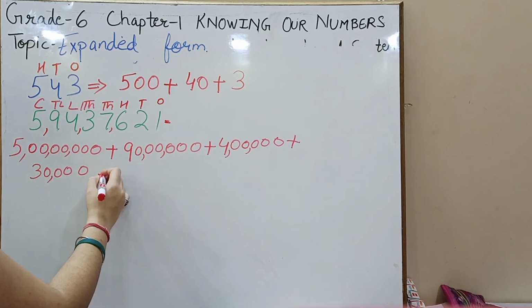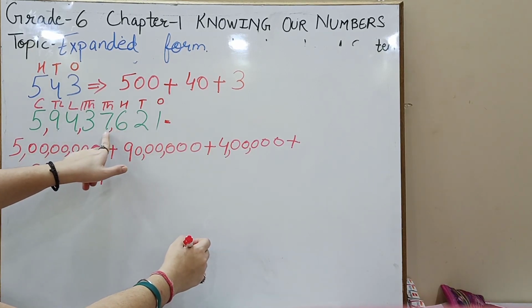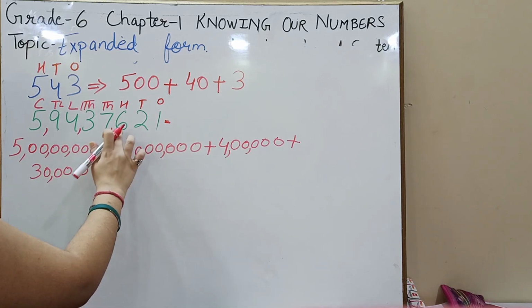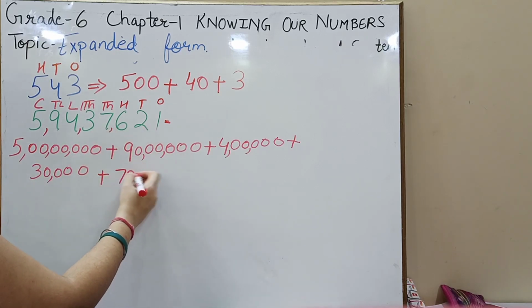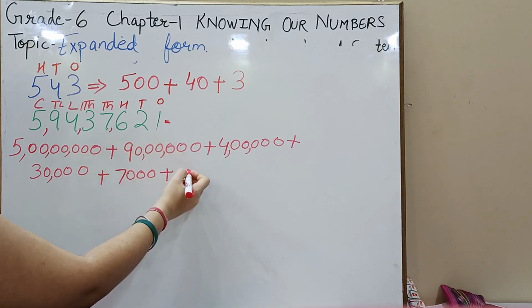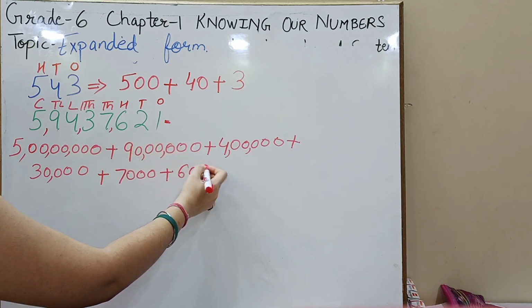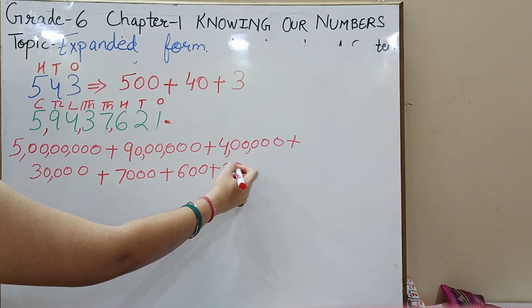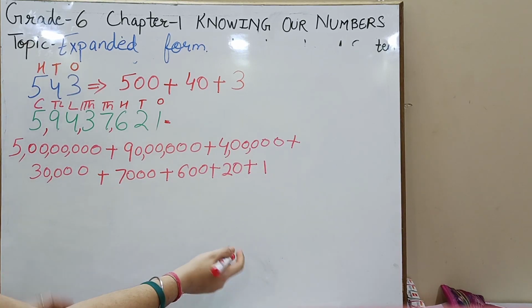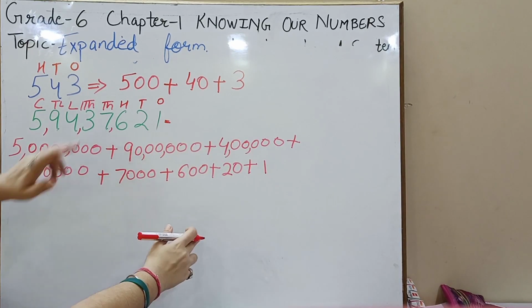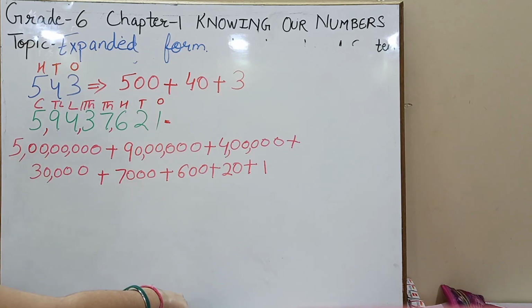Next is plus. The next number is 7. How many zeros after this? 1, 2, 3, because 1000 has 3 zeros. Plus 6. 100 has 2 zeros. Plus 2. 10 has 1 zero. Plus 1. This is how you are going to expand a number according to the Indian and international number system.